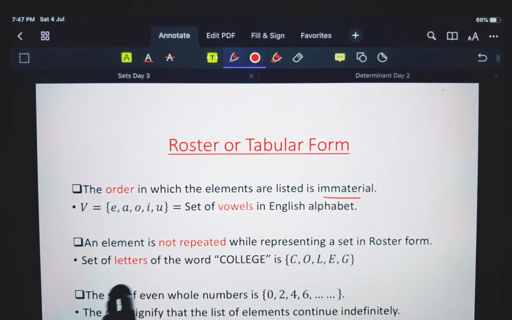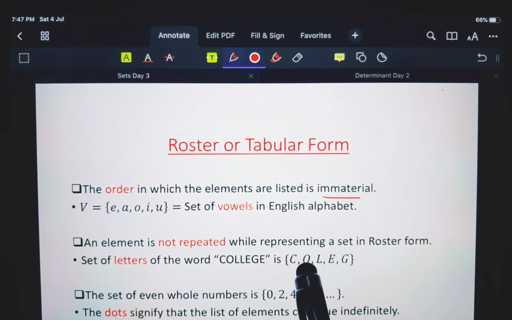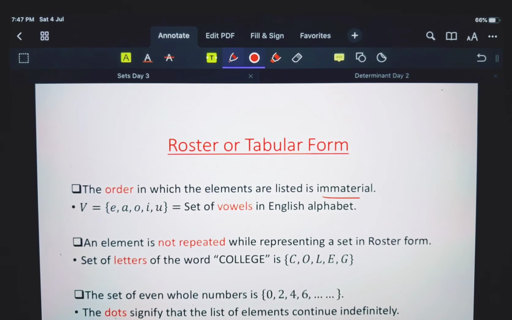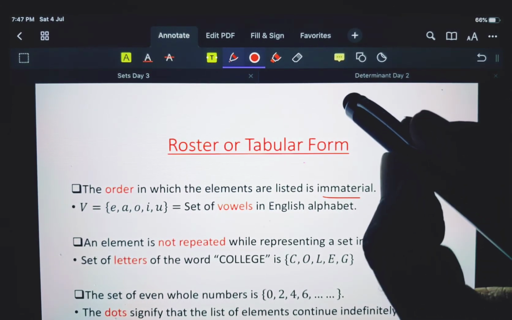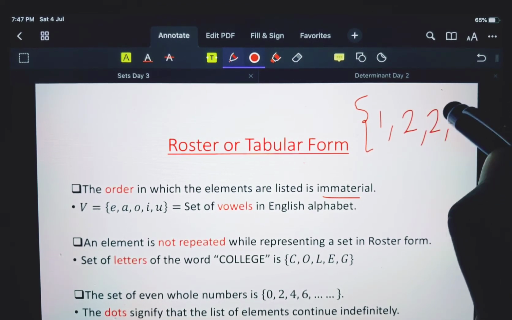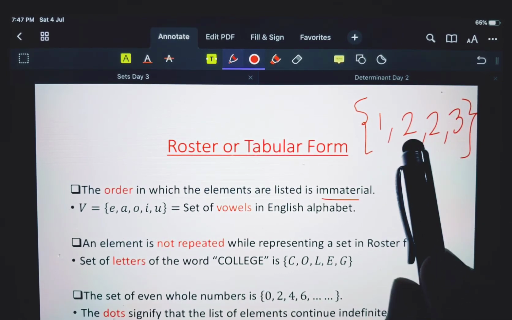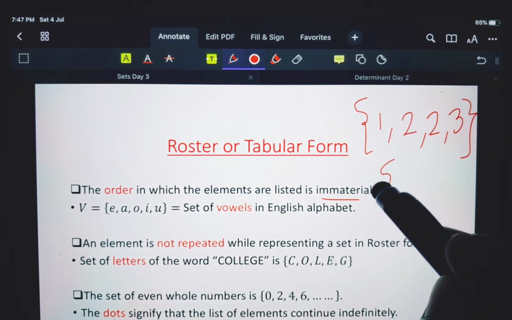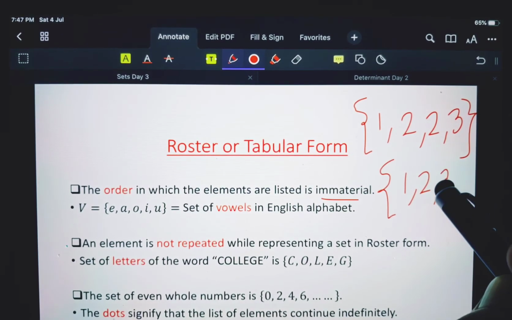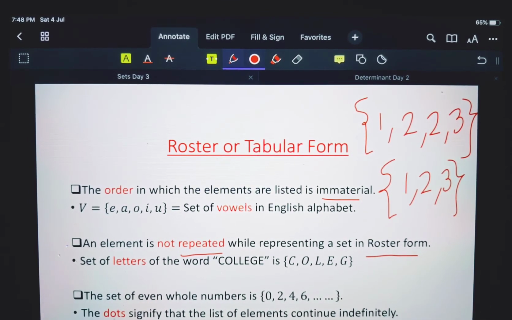Now the next point is, an element is not repeated while representing a set in roster form. When I am writing the elements, suppose I have 1, 2, 2, 3. I have one element repeated, that is 2. So I don't need to write it like this. It will be 1, 2, 3. This is the way I should write. Elements are not repeated while representing in roster form.